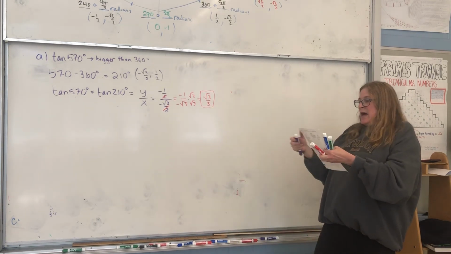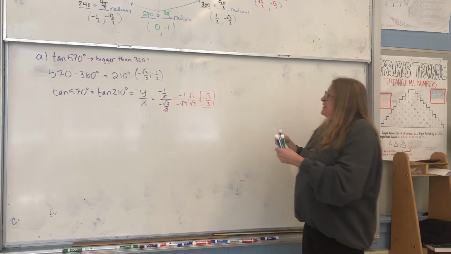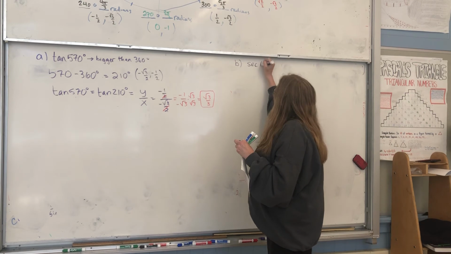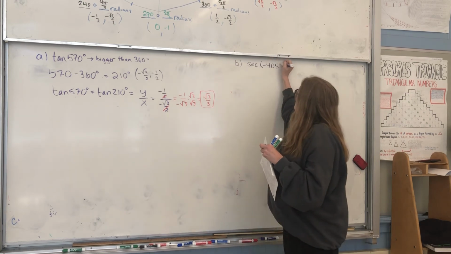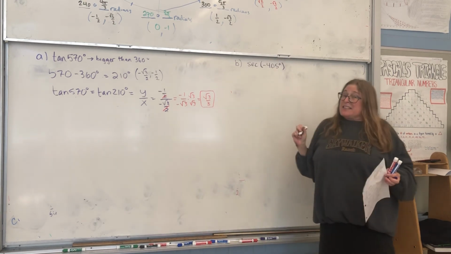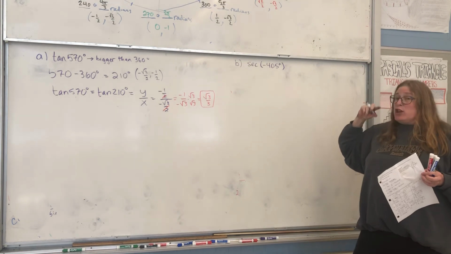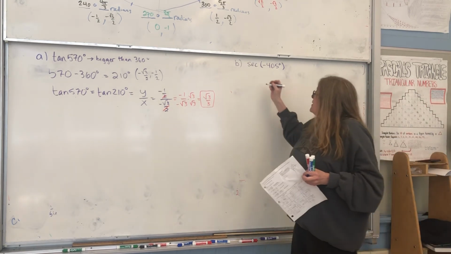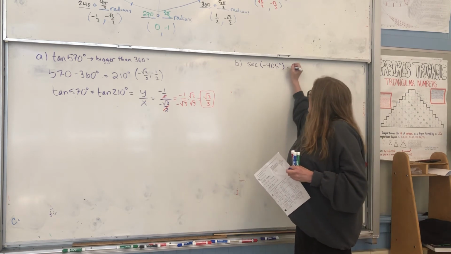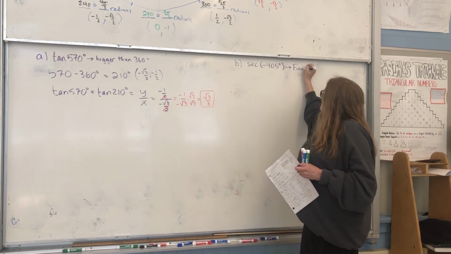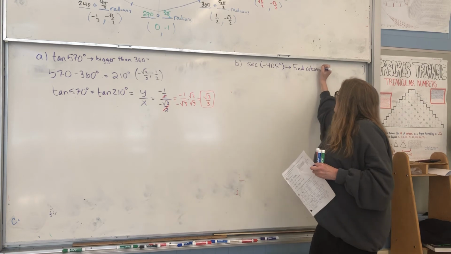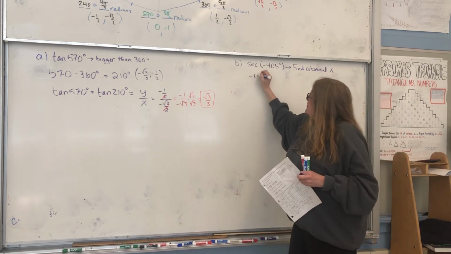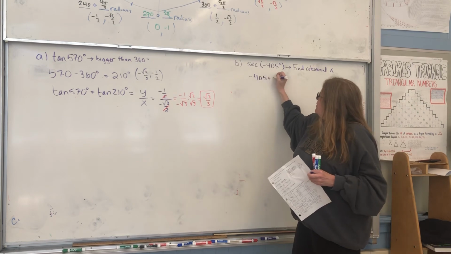Okay guys, what about the secant of -405 degrees? Well, that's definitely not on the unit circle, and it's smaller than 360. Right? It's small. So what I'm going to do is find a coterminal angle, and I'm going to add 360 here because I want to get somewhere on the unit circle.